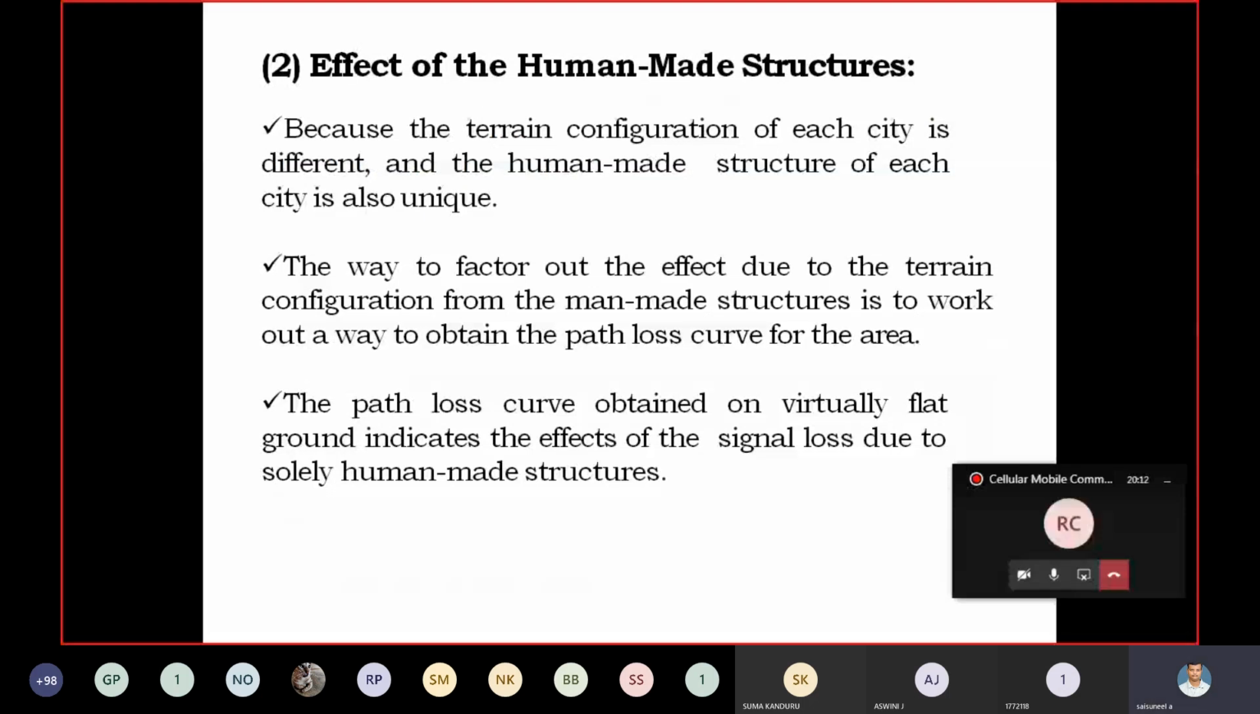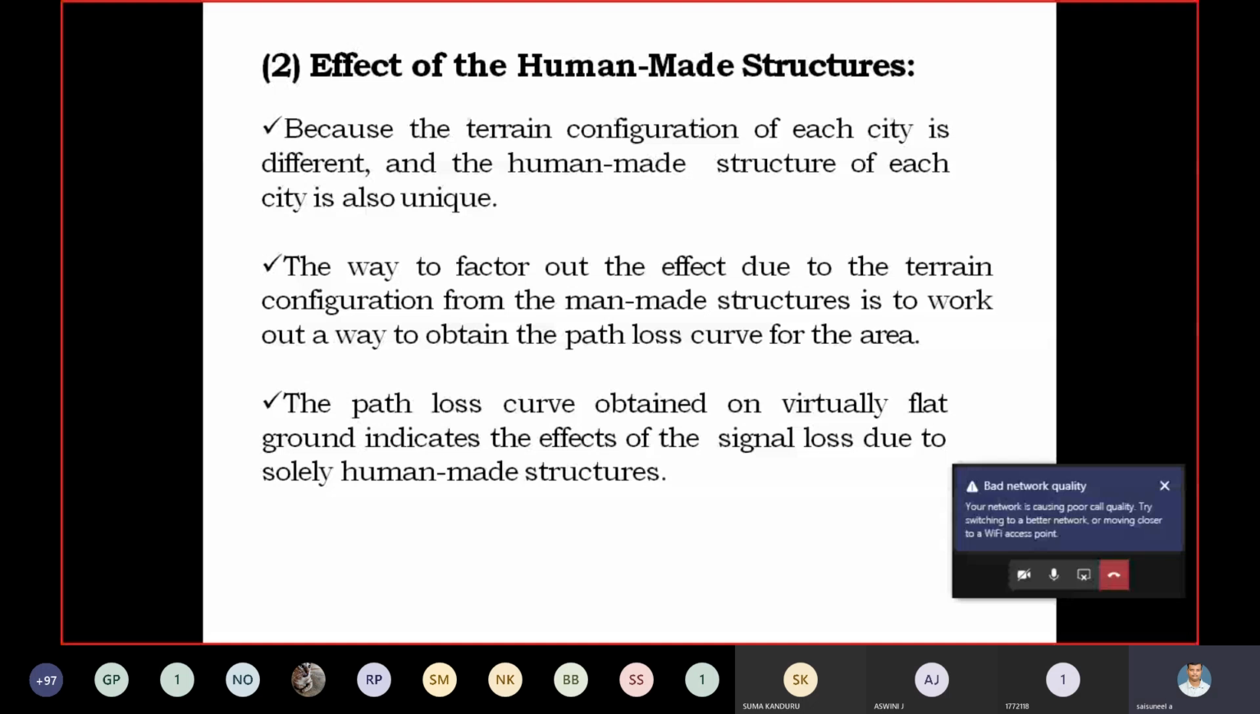Here the second one is to obtain the area to area prediction model. In this second step, the area to area prediction model is done by human made structures. What is meant by human made structures? As we discussed, there are basically 3 types: open area, suburban area, and urban area. Now we have to calculate the path loss for the human made structures.